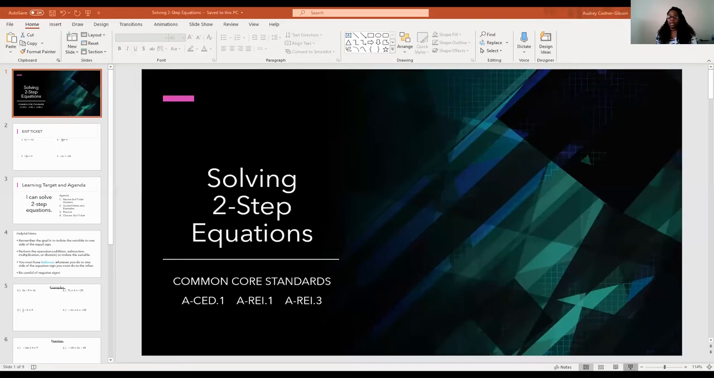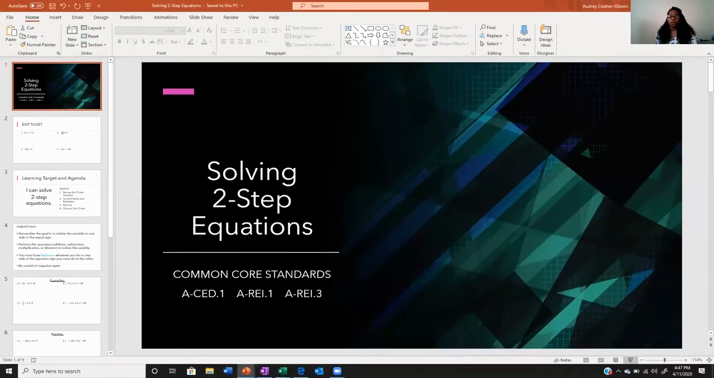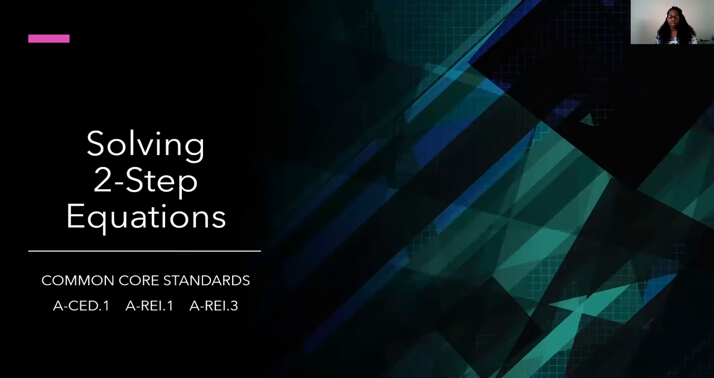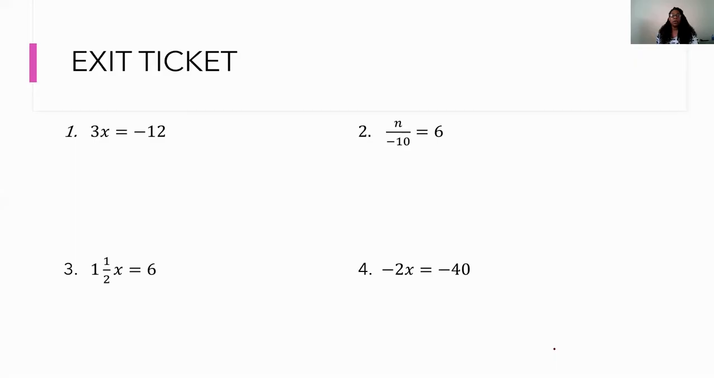What we're actually going to do today, we're going to break it down. We're going to look at solving not just one step, but two-step equations. So when we're looking at those two-step equations, we got to do those Common Core standards. Our Common Core standards today are ACED.1, AREI.1, and AREI.3. So we're going to look at last time's exit ticket.